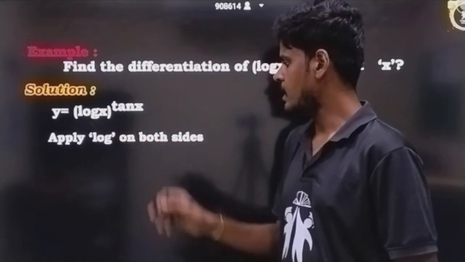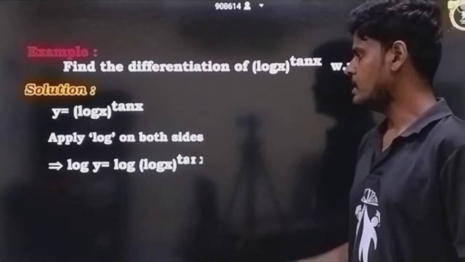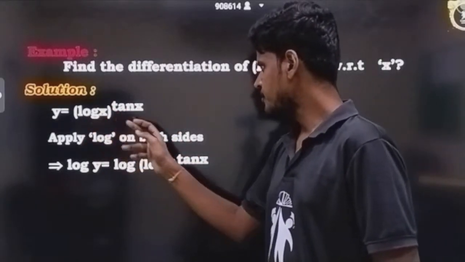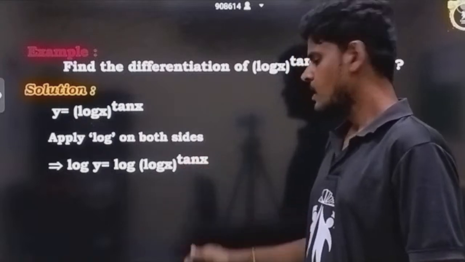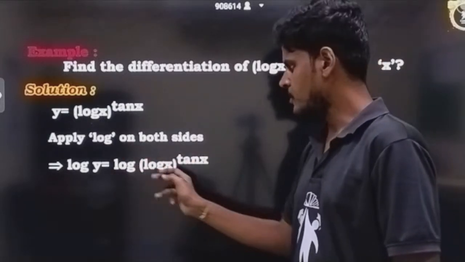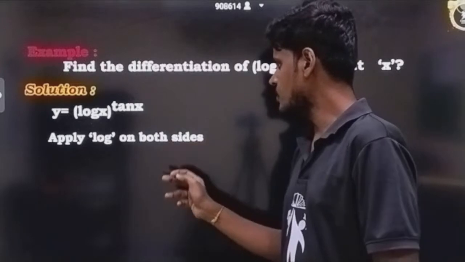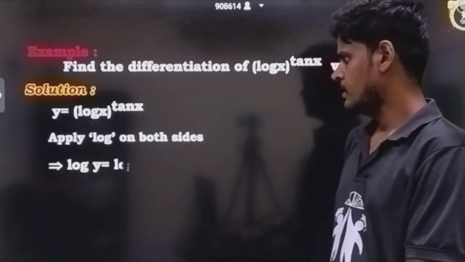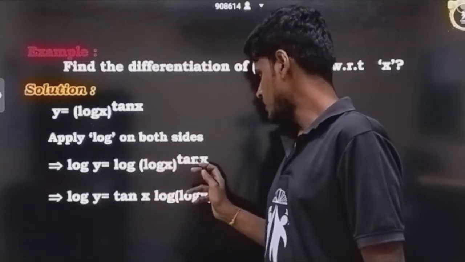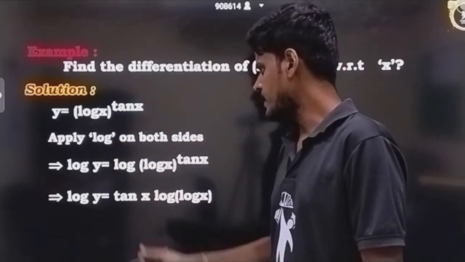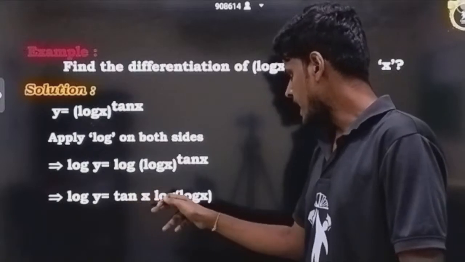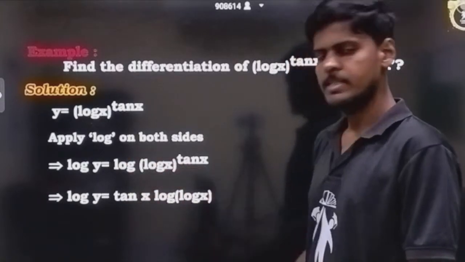Apply log base e on both sides. Then we will get log of y is equal to log of log x power tan x. And what is log x power m? That is equal to m into log x. This power will go to the front. We already know properties of logarithm. So this power will go to the front. That means log y is equal to tan x into log x.